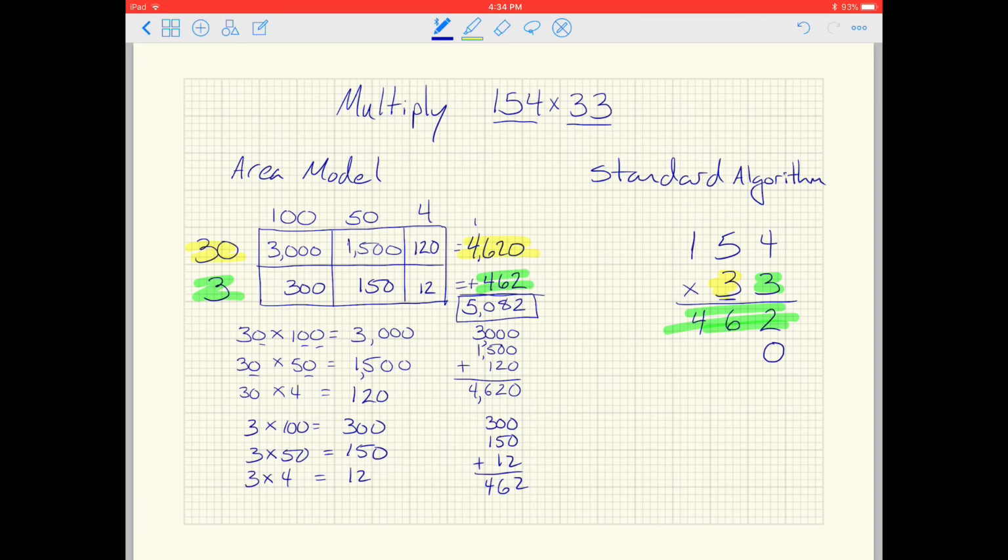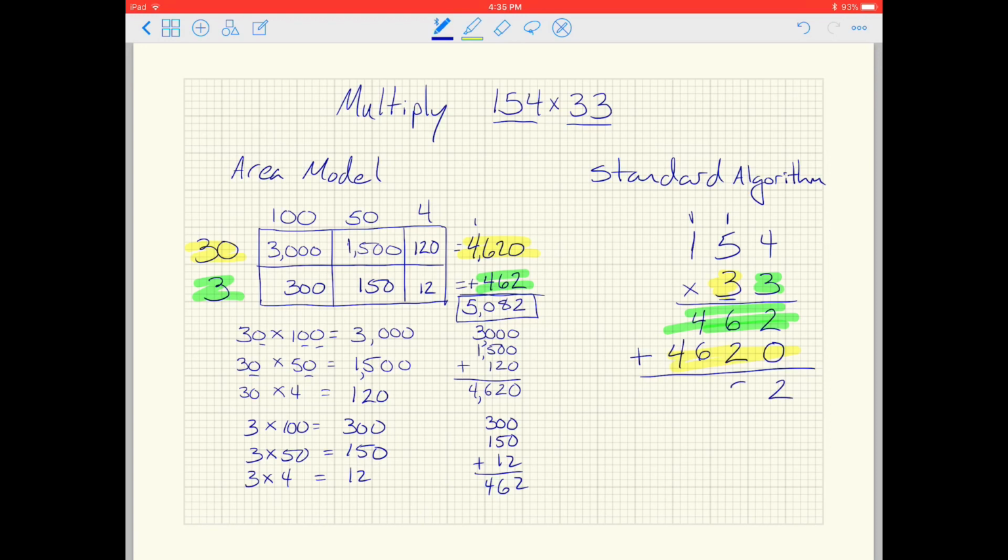Oh, but I'm going to get rid of those carries from before. 3 times 4 is 12. Bring that 1 up to the next number we're going to multiply. 3 times 5 is 15, and I'll add that 1 on and get 16. Put the 6 down in my next empty spot. Bring the 1 up to the next number to multiply. 3 times 1 is 3. Add that 1, and I get 4. 4,620, which is a match for my top row on the area model, right?